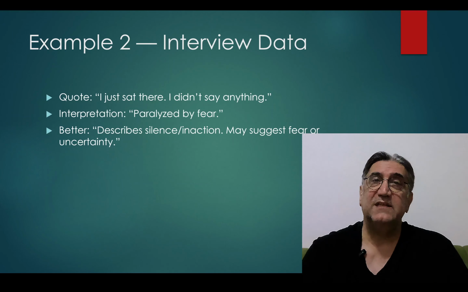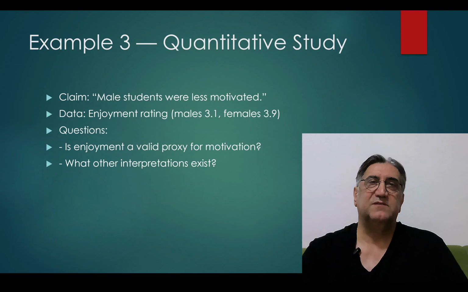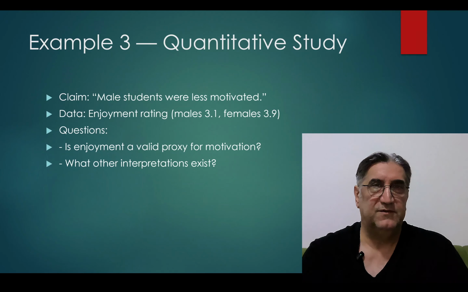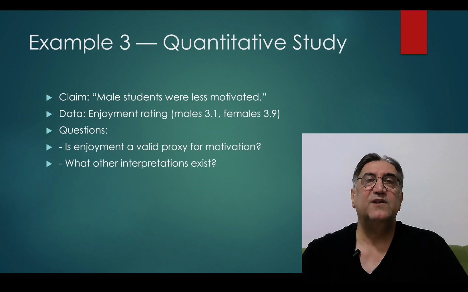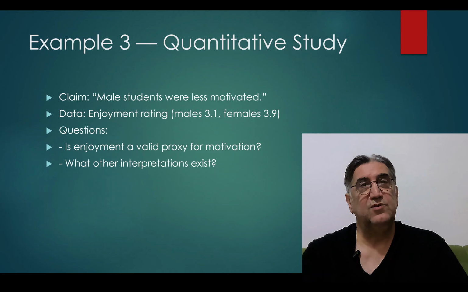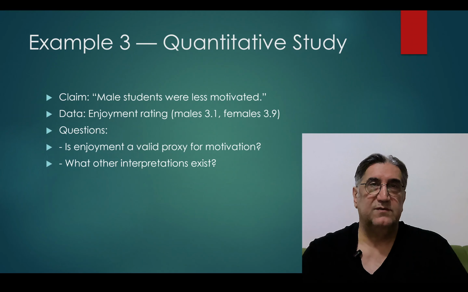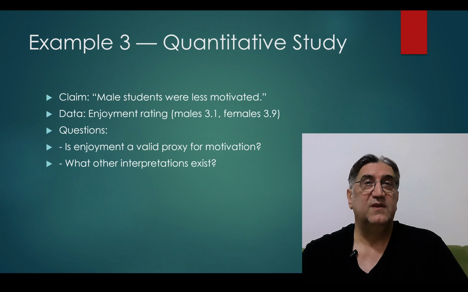Now, let's take a survey example. A researcher writes, male students were less motivated than female students. Okay, what does that mean? Maybe they asked students to rate how much they enjoy attending class on a 5-point scale. The male average was 3.1. The female average was 3.9. Sure, that's a numerical difference. But does that really mean the males are less motivated? Maybe they define motivation differently. Maybe they are more grade focused. Maybe they are less expressive in survey settings.